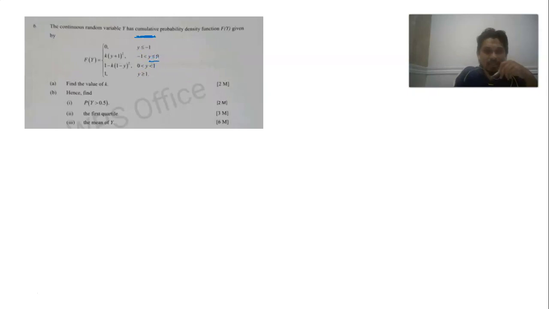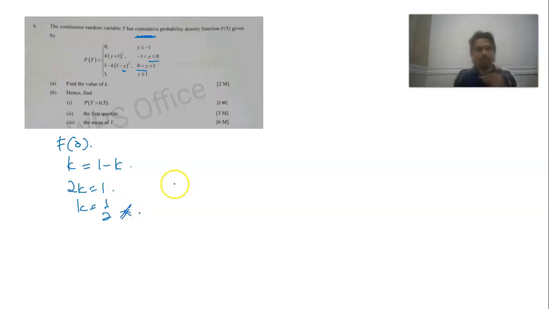Y less than or equal to 0 and y greater than 0, for these two equations here. At 0, just imagine that if I substitute 0 here, 0 plus 1 equals 1. 1 squared is 1, times k is k. And then y equal to 0: 1 minus 0 equals 1. 1 squared is 1, times negative k is 1 minus k. So negative k becomes positive. 2k equal to 1, then k equal to 1 over 2.